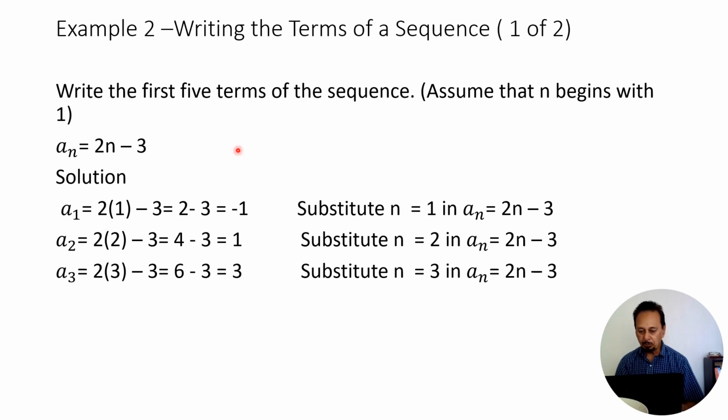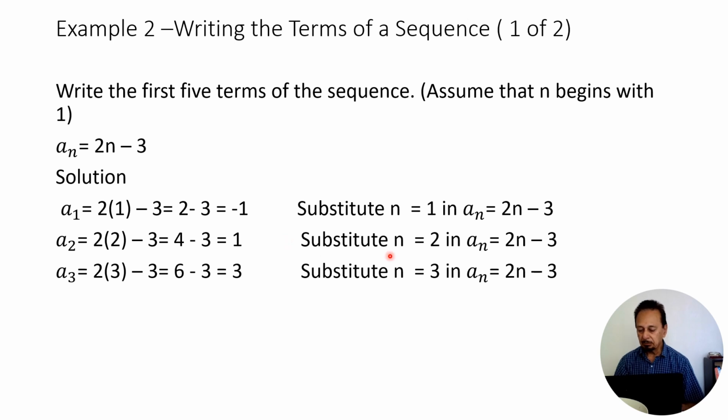Here is example 2. The nth term is 2n minus 3. We're going to write the first 5 terms. So we substitute n equal to 1 in the nth term formula. This becomes a1 equals 2 times 1 minus 3. Now 2 times 1 is 2, minus 3, so it'll be negative 1. So the first term is negative 1.